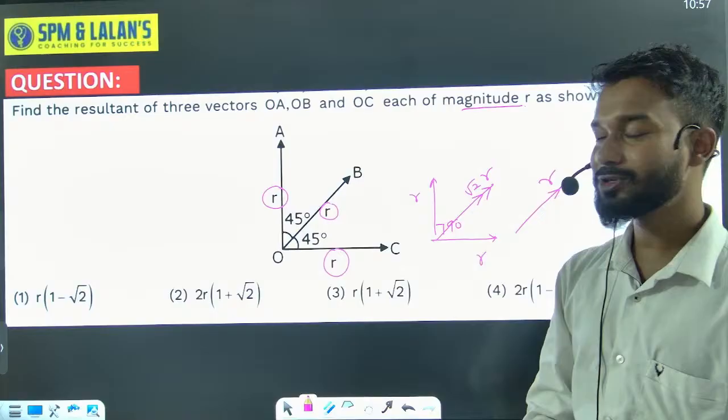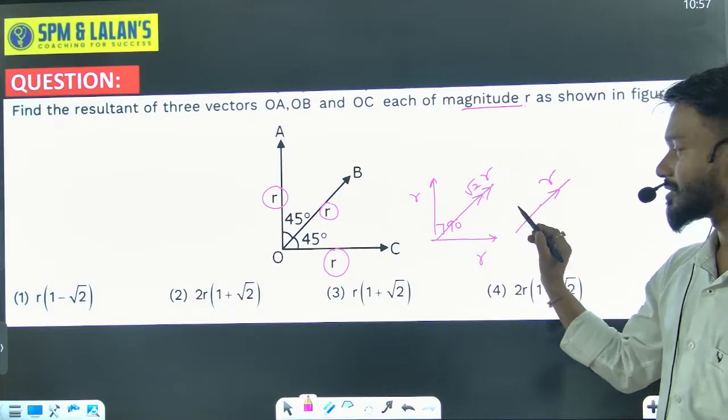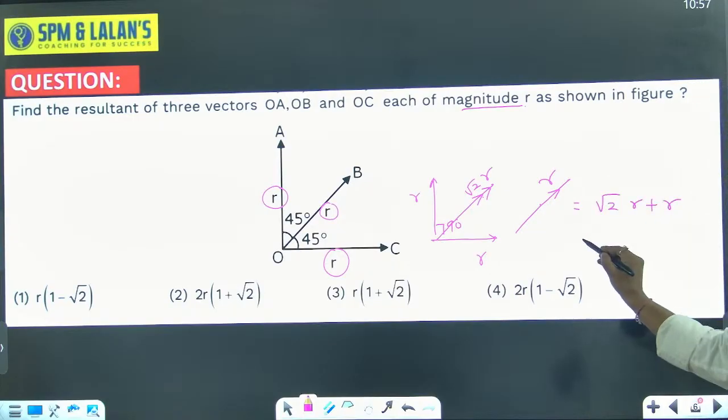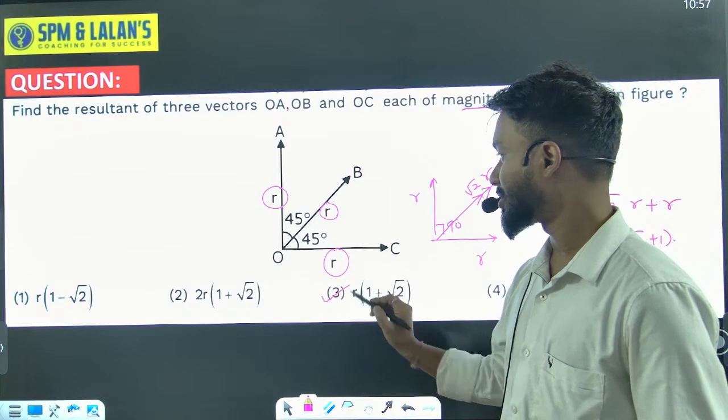And in the same direction, another vector is present which is also equal to how much? Magnitude wise it is equal to R. So the resultant of these two, now combined effect of these two will be equal to how much? Root 2R plus R. And that will be R if I take common, root 2 plus 1. So option number 3 will be the answer.